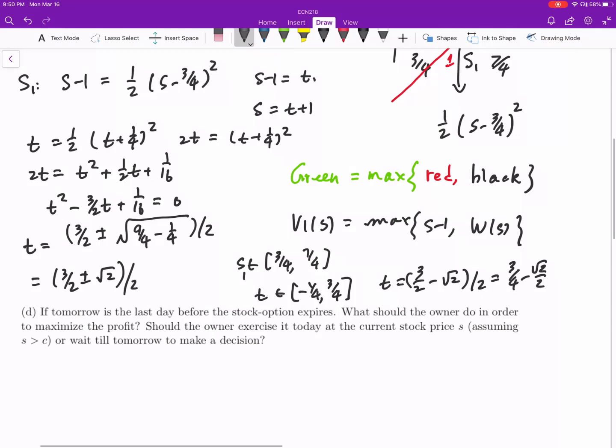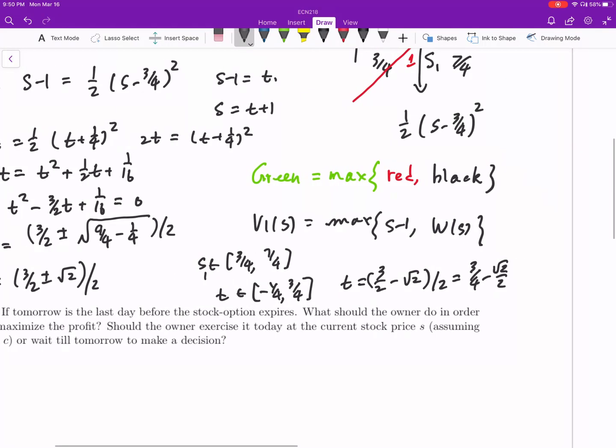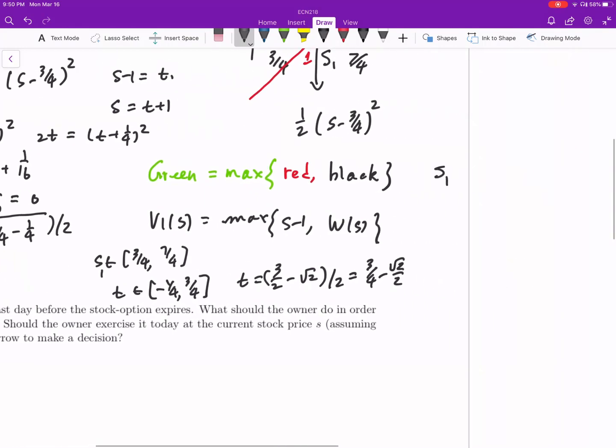So what it means is that S1 is going to be equal to 7/4 minus √2 over 2. So this S1, this value, which is approximately, we say, this is going to be 1.75 minus 1.41, and it's going to be 0.34, like that.